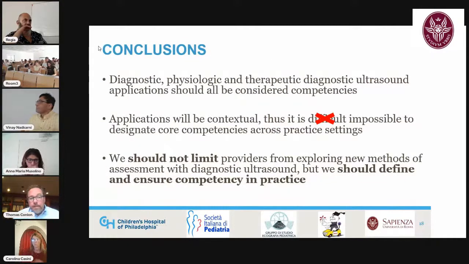So in conclusion, I think that diagnostic, physiologic, and therapeutic ultrasound applications should really all be considered competencies and things that we strive to better understand when we use point-of-care ultrasound. The applications that we learn need to be contextual. Thus, it is not only difficult, but actually impossible to designate a core set of competencies across all of our practice settings. And we should not limit providers from exploring new methods of assessment using diagnostic ultrasound, but really need to define and ensure competency in our clinical practice.